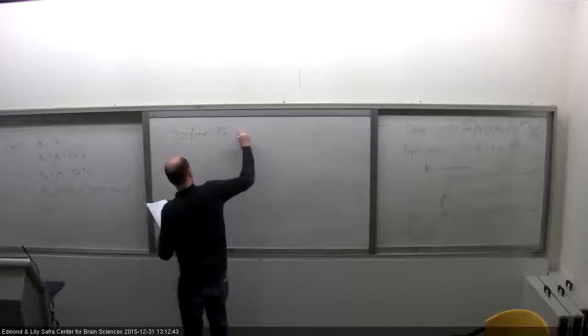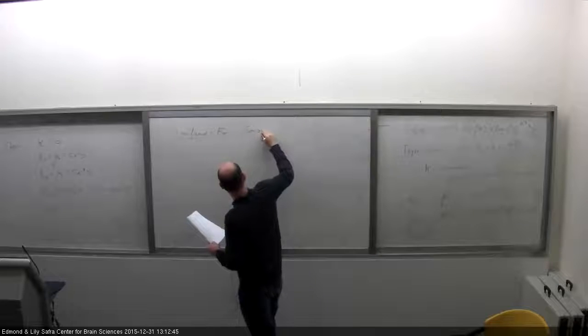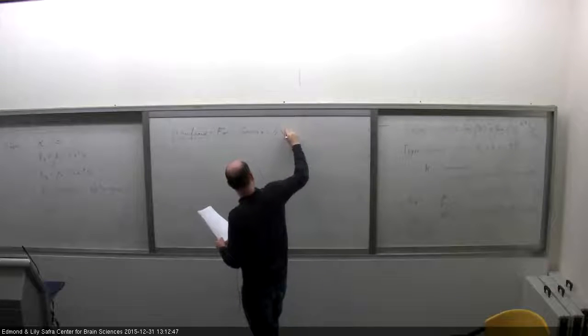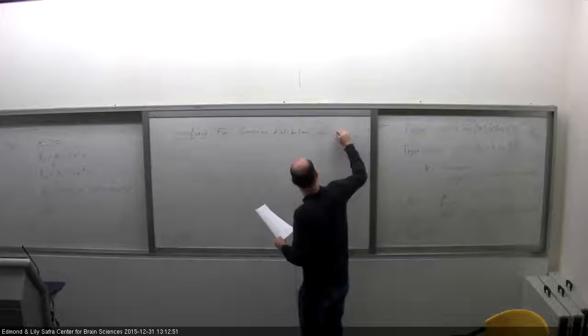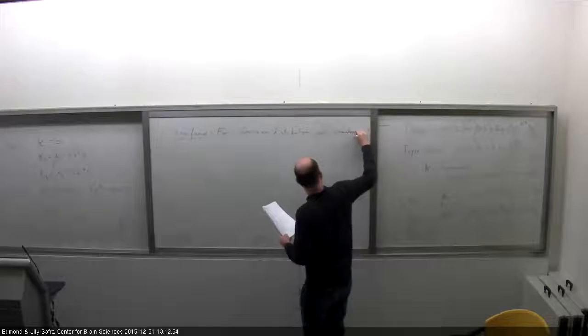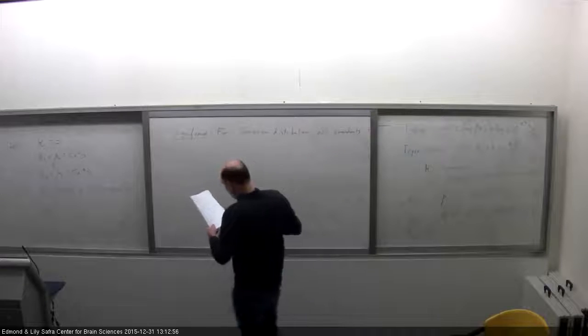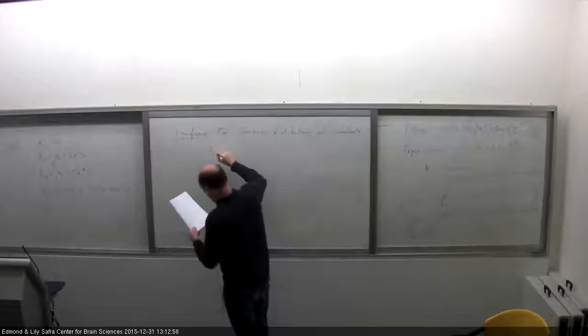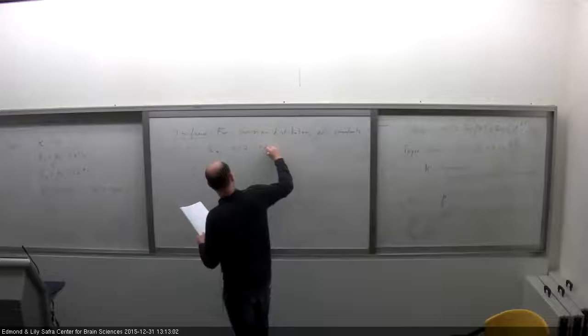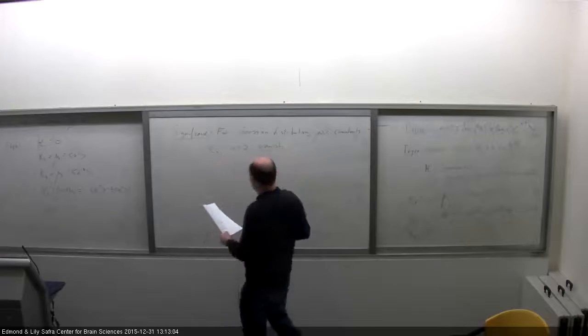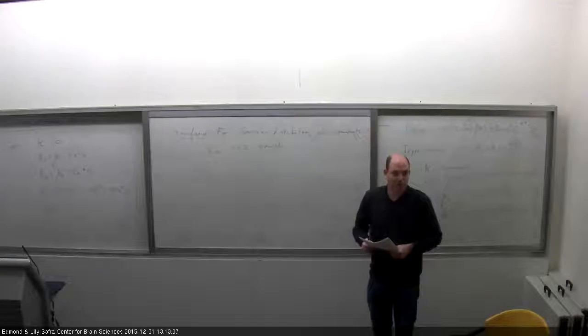And this is why this is interesting for us. For a Gaussian distribution, all cumulants k_n, where n is larger than 2, vanish. Let's prove this. Okay?